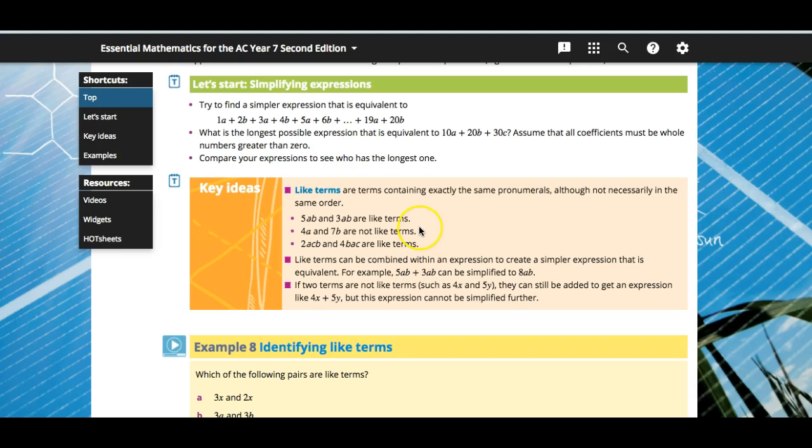Now, here are some examples in the key ideas section. You can see here 5AB and 3AB are like terms because they both have AB. And it doesn't matter the order. It could be AB and BA, but they both have A and B. In the second one, we have 4A and 7B. They're not like terms because we only have an A here and only a B here, so they're not the same. And in the third one, 2ACB and 4BAC are like terms. As I said before, it doesn't matter the order of the letters as long as they're exactly the same.